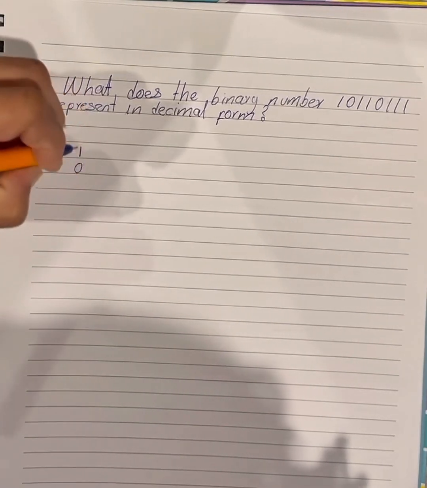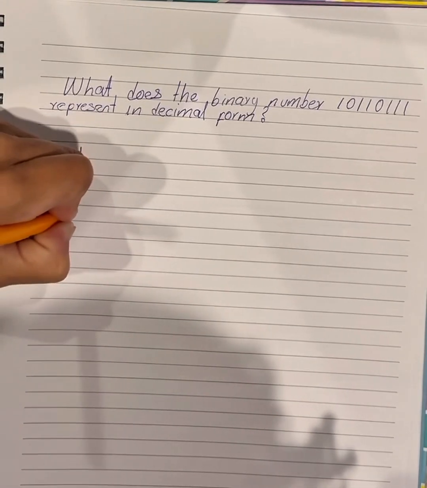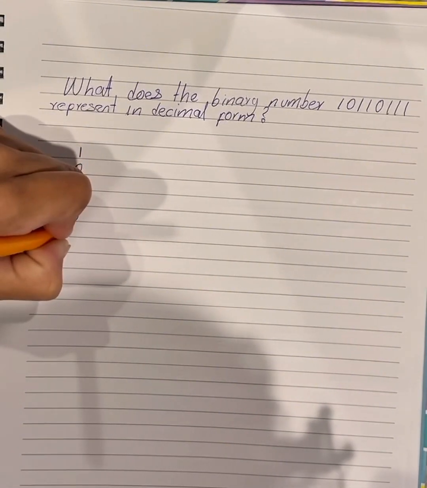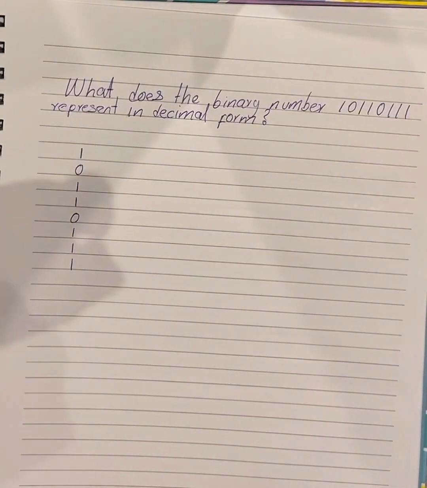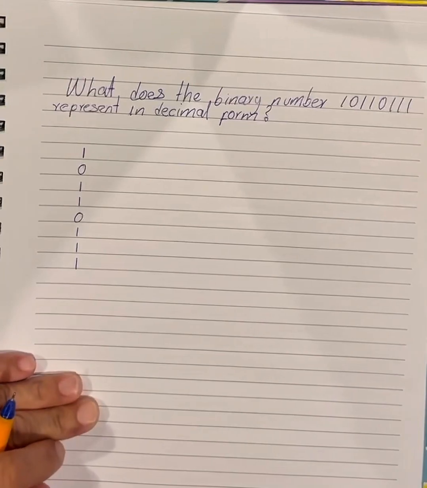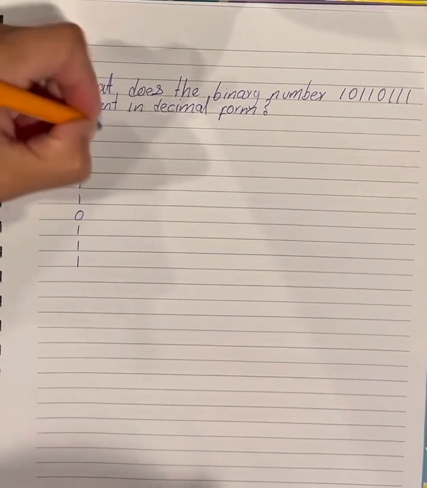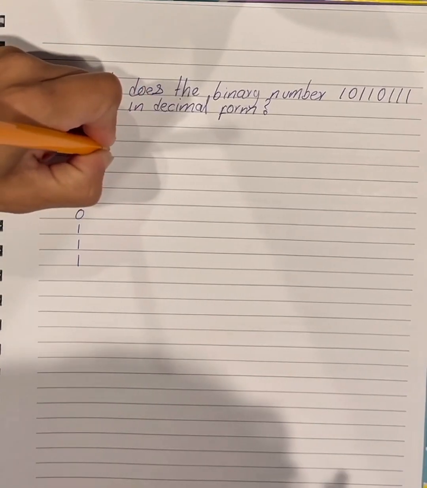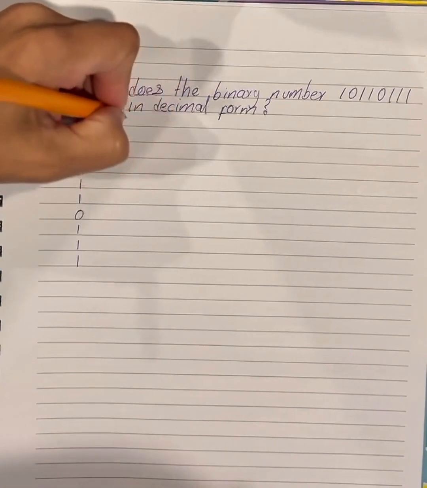So we're going to take the number 10110111 and write it out vertically. Next, just so you know, binary means base 2. So we're going to write the number 2 next to each one of the vertically drawn ones and zeros.